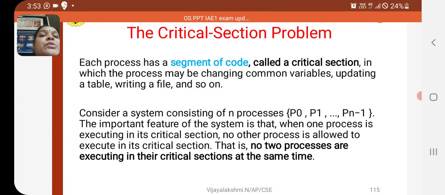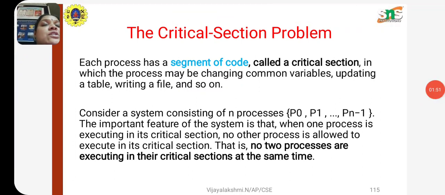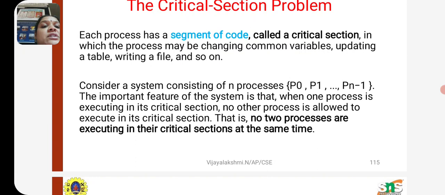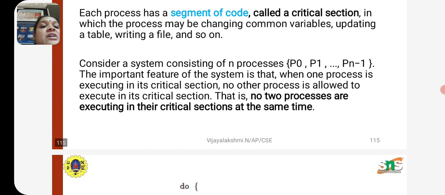In it the process may be changing common variables, or doing any modification, updating a table, or writing a file and so on. These things will be happening in the critical section. The condition given for the critical section is that no two processes are executing in their critical sections at the same time.